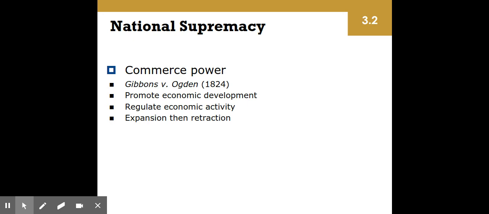And then there's commerce power. Congress has the ability to protect foreign and interstate commerce. In the case of Gibbons versus Ogden in 1824, one party is given a federal charter to operate steamboats in the waters off New York City, and then another party is given a state charter to do the same thing. Well, in that case, the Supreme Court ruled that the federal charter, of course, has supremacy.